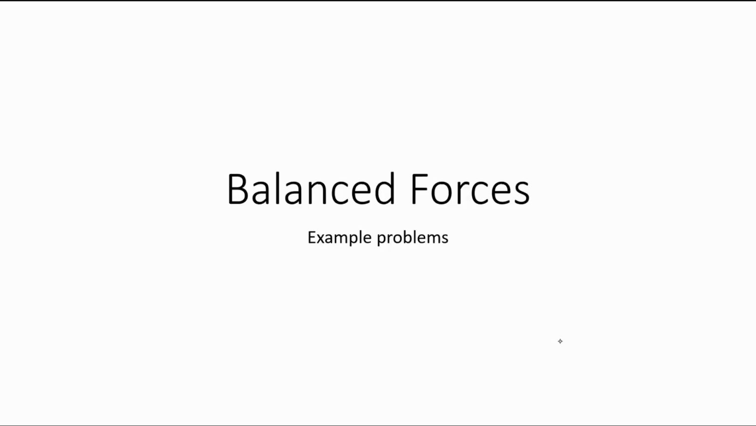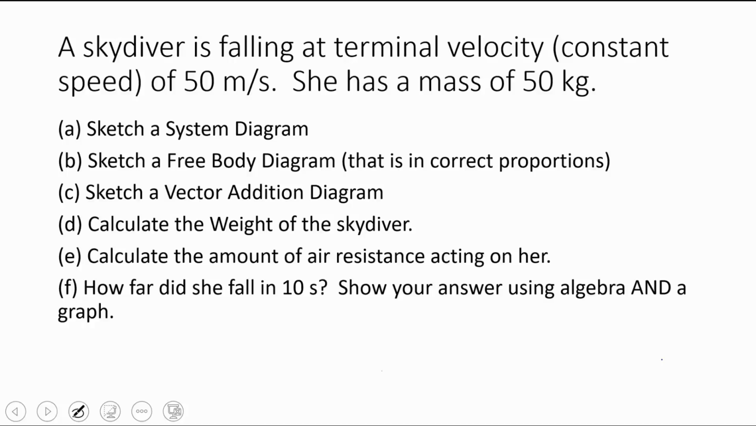All right, we're going to take a look at some balanced forces problems. The first one we're going to look at is a skydiver falling at terminal velocity, or a constant speed, of 50 meters per second. That's going really fast. And she has a mass of 50 kilograms. That comes out to about 120 pounds. So we're going to do several things.